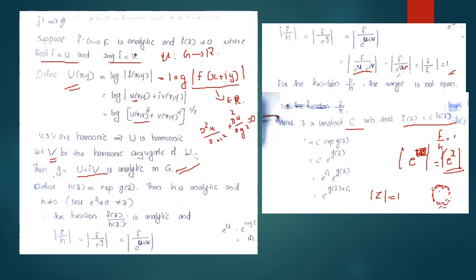c into h of z is e raised to g of z, so c into e raised to g of z. Let us rewrite that constant, c is an arbitrary constant, as e raised to c1 into e raised to g of z. So e raised to a into e raised to b is e raised to a plus b, giving e raised to g of z plus c1. What we had to prove was that f of z can be written as exponential of some function.